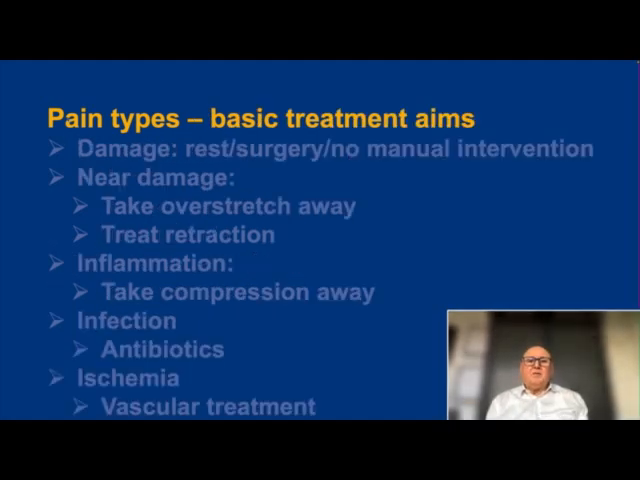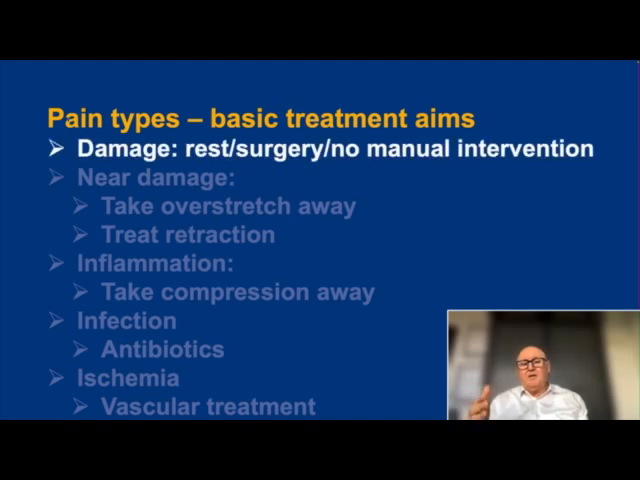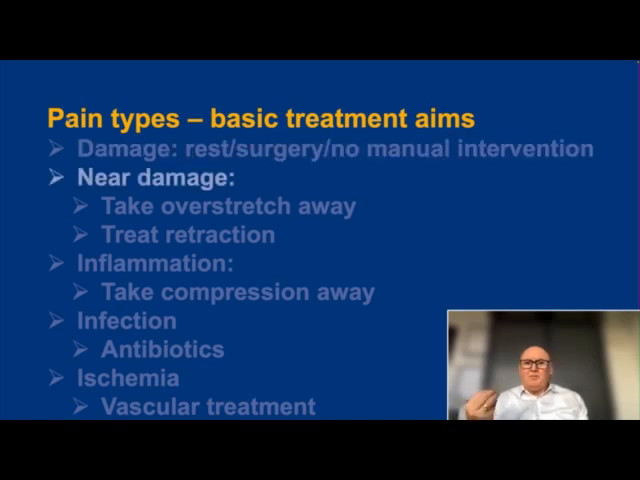When we look at the different pain types, we can also consider each time the basic treatment aims. For example, when there is damage to the pain-causing structure, then we can advise rest, eventually surgery, but definitely no manual intervention because there is damage to the pain-causing structure. Another possibility was near damage. Near damage can be caused by overstretch, and then the treatment aim is to take the overstretch away. When there is retraction, we can stretch the pain-causing structure.